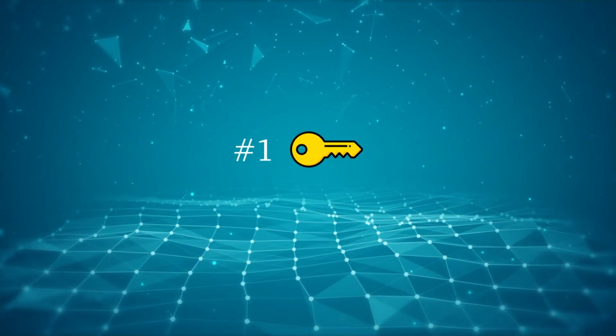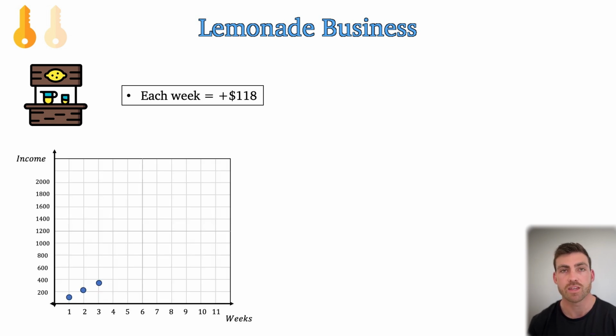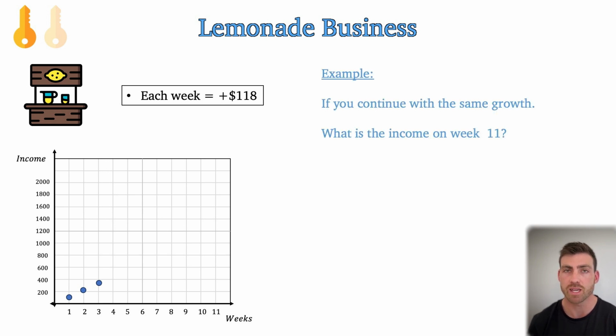Starting with the first key. Here you'll see how algebra allows us to predict things in the future. Imagine you run a small lemonade business. Each week you make $118 in income. If you track the first 3 weeks of revenue, this is what it will look like. If you continue with the same growth, what is the income on week 11?